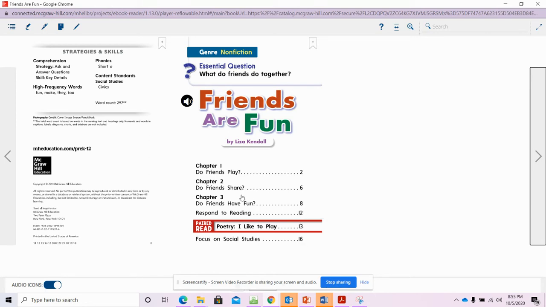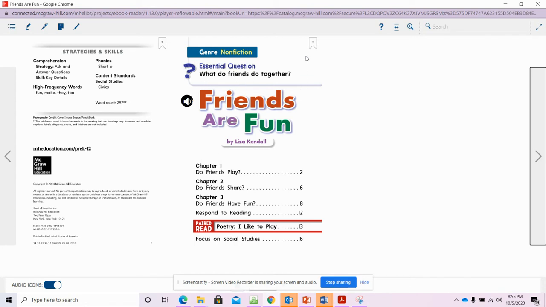So if I wanted to learn about friends sharing, I would look at here. Do friends share? And I would go to page 6 of the book, right? If I wanted to learn about friends playing, I would go to page 2 of the book. So this tells me where I can find certain information.